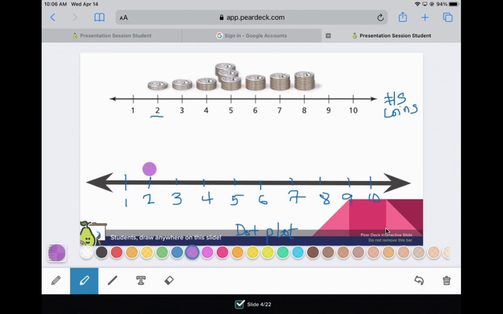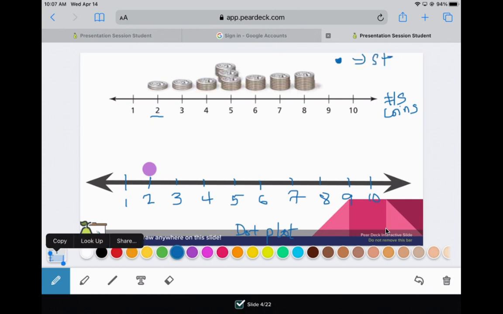This is something I want you to pay attention to, because it's kind of confusing with the coins, and you're like, shouldn't there be 2 dots? No, there's only 1 dot because we count in stacks. So each dot represents 1 stack. So for this one, you have 2 coins, but you have only 1 stack of 2 coins.